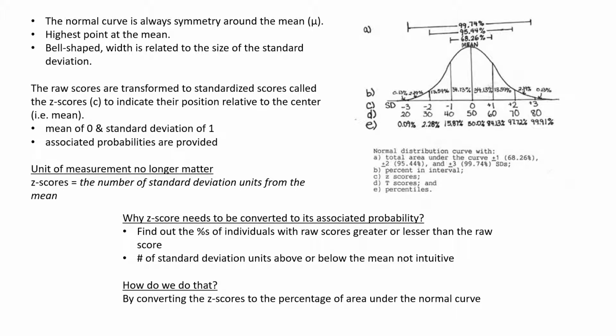Because z-scores are expressed as the number of standard deviation units from the mean, the unit of measurement no longer matters when we talk about the normal curve or the bell curve. The number of standard deviation units above or below the mean does not give any intuitive sense. Because of that, the obtained z-scores need to be converted to their associated probability to find out the percentages of individuals with raw scores greater or lesser than the raw score. We do that by converting the z-scores to the percentage of area under the normal curve.